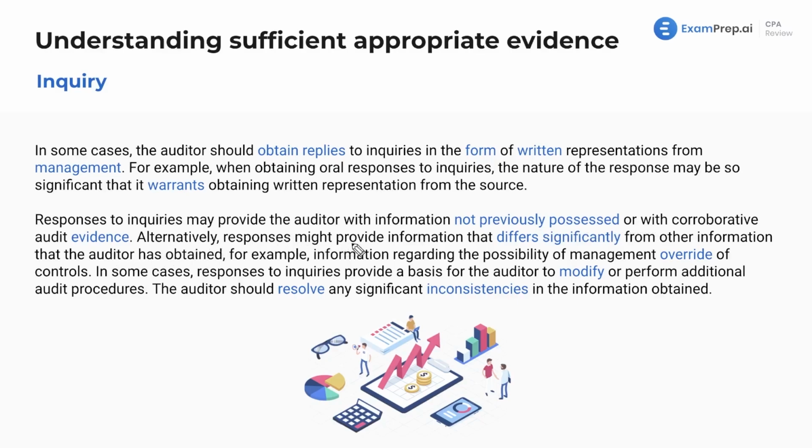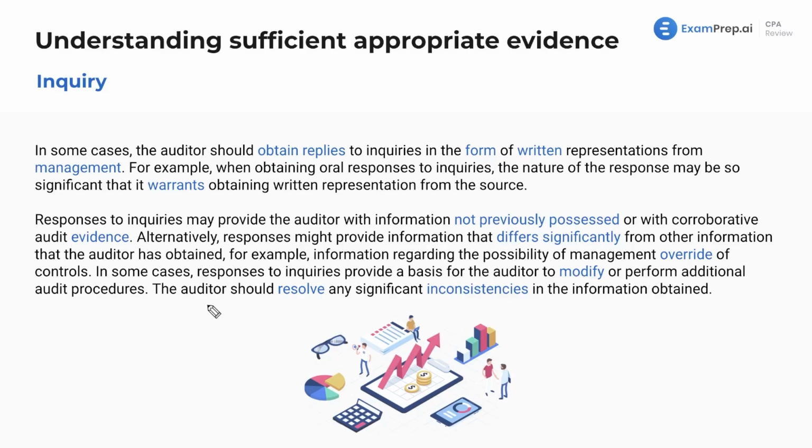Alternatively, responses might provide information that differs significantly from other information that the auditors obtained. For example, information regarding the possibility of management override of controls. Management's probably not going to hint at the fact that they have the ability to override controls, but maybe a staff accountant, someone below them, will say, hey, actually, yeah, I see an opportunity for management to override controls, and I want to bring it to your attention. In some cases, responses to inquiries provide a basis for the auditor to modify or perform additional audit procedures.